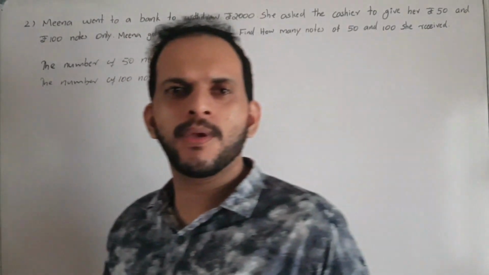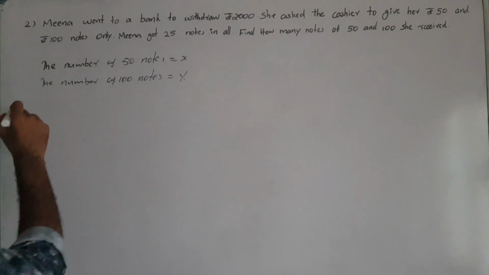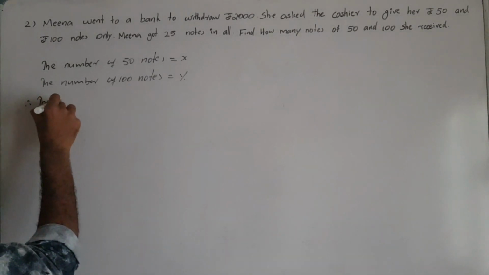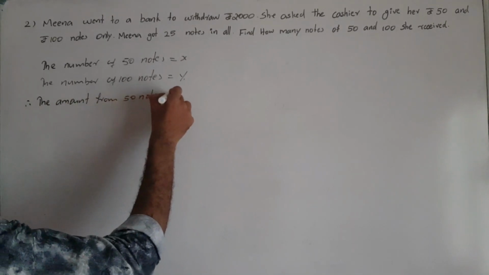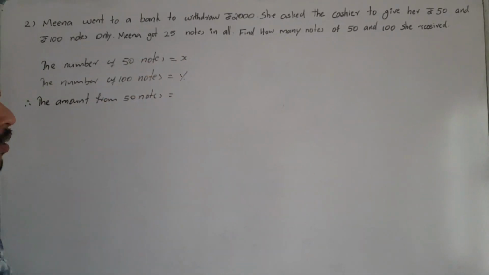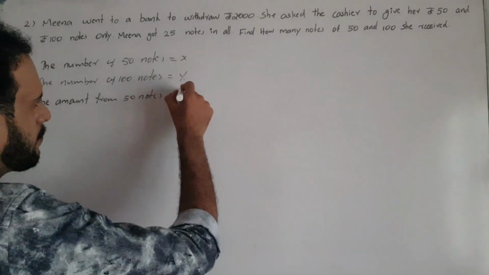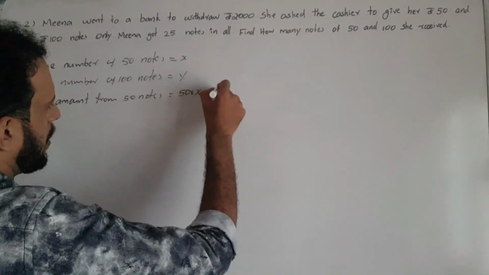Okay. The next step is to find the amount from the 50 notes. Therefore, amount from 50 notes is equal to, how to get the number of notes is X. Then how to find the total amount from 50 notes? That is 50 into X is equal to 50X.